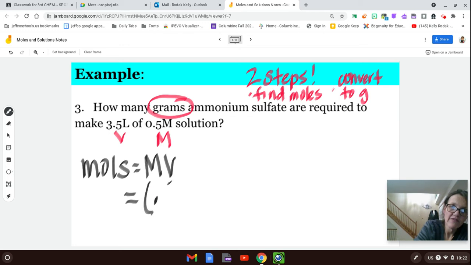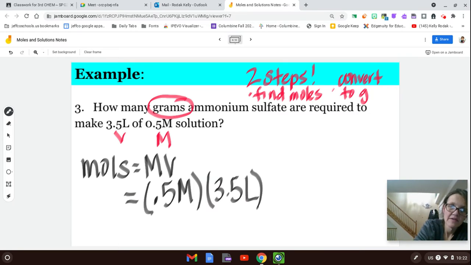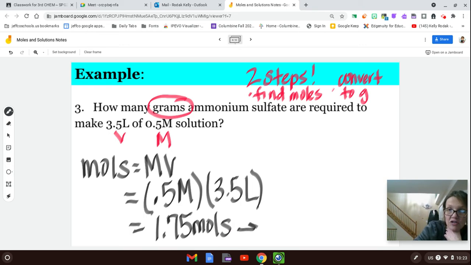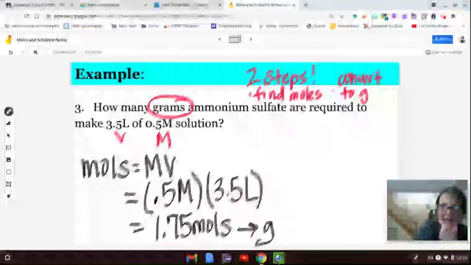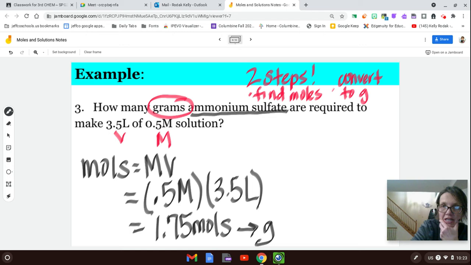So we're going to do 0.5 times 3.5. So 0.5 times 3.5 is going to get us 1.75 moles. And then we just need to take that to grams. Now, what do we need to know to convert moles to grams? The molar mass, right? And in order to find the molar mass, we need to know the formula of the compound. So we're talking about ammonium sulfate.